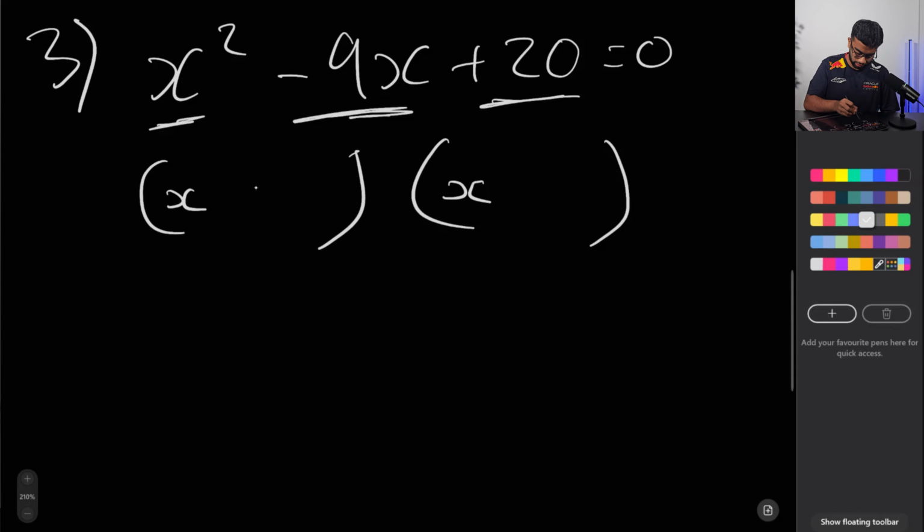Those numbers are minus 4 and minus 5. If you add them, you get minus 9, and if you multiply them, you get 20. And then this gives us x minus 4 and x minus 5. That is how you complete this question.